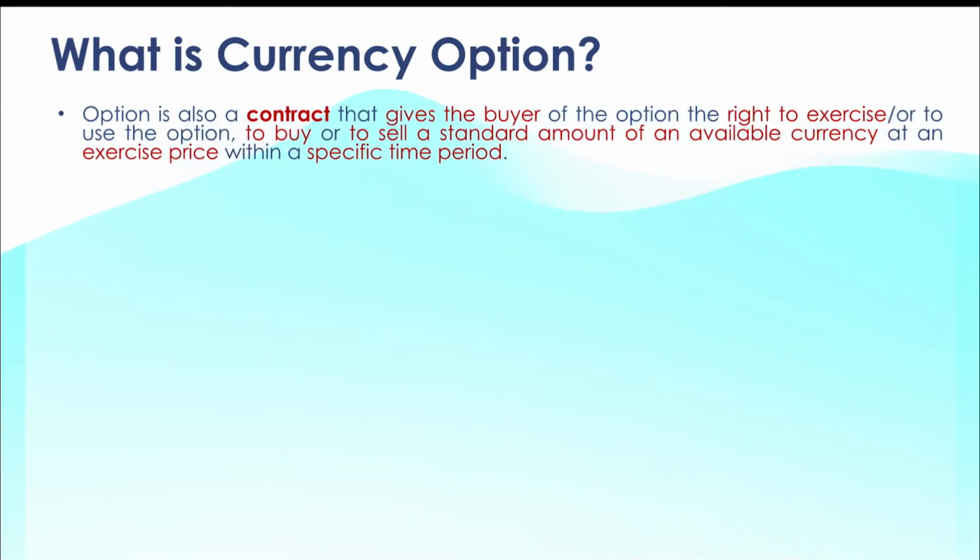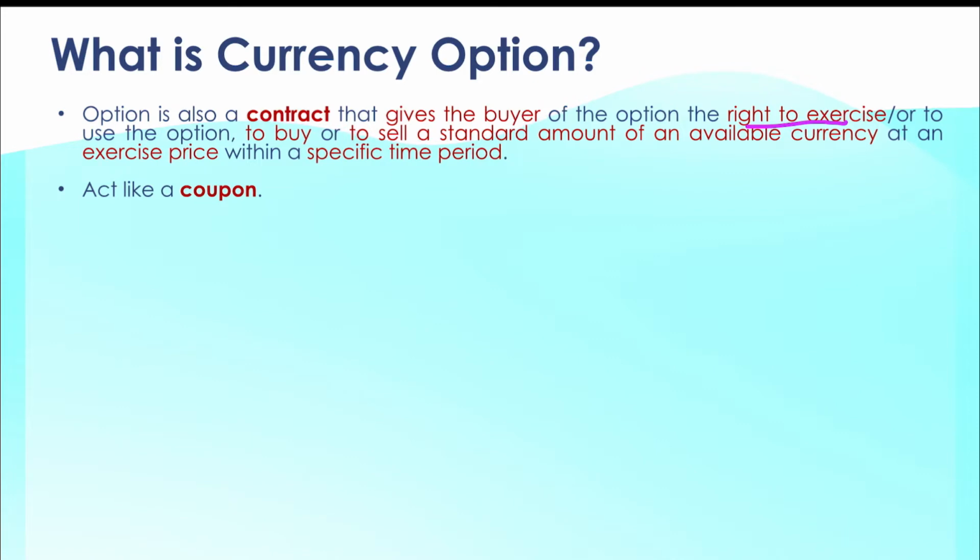An option is also a contract similar to forward and futures, a contract that gives the buyer of the option the right to use, or to exercise the option, to buy or to sell a standard amount of an available currency at an exercise price within a specific time period. Okay, so the option can act as a coupon.